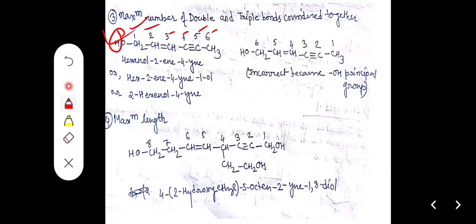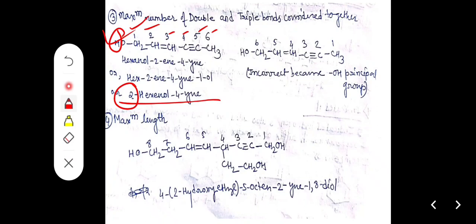Okay, and also we can say hex-2-en-4-yn-1-ol, because position 1 has the OH. That also we can retain. We can also retain 2-hexenol. If we combine the double bond and OH, we can retain 2-hexen-ol-4-yne. This 2 designates not the position of OH, this 2 designates the position of the double bond. That's why we have to retain 2-hexenol-4-yne. Okay, so these 3 names are all correct.